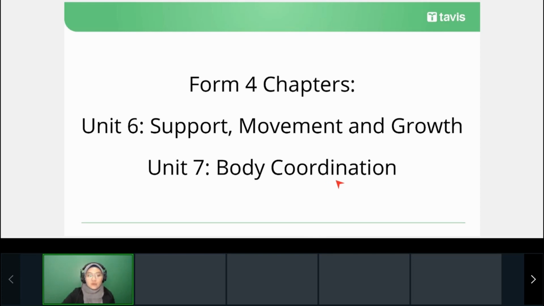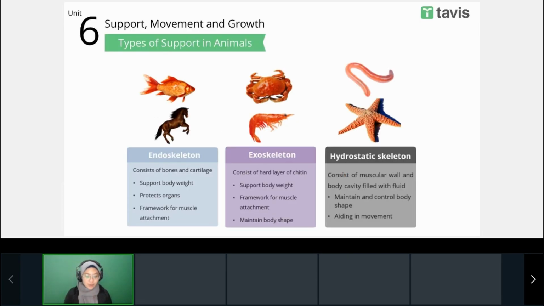In chapter 6, we're going to learn about the support system of animals, humans and plants, the movement of animals, the movement of plants and the growth of humans. And for unit 7, I'm going to cover the body coordination system. How does our body coordinate with each other? So without further ado, I'm going to start with Unit 6.